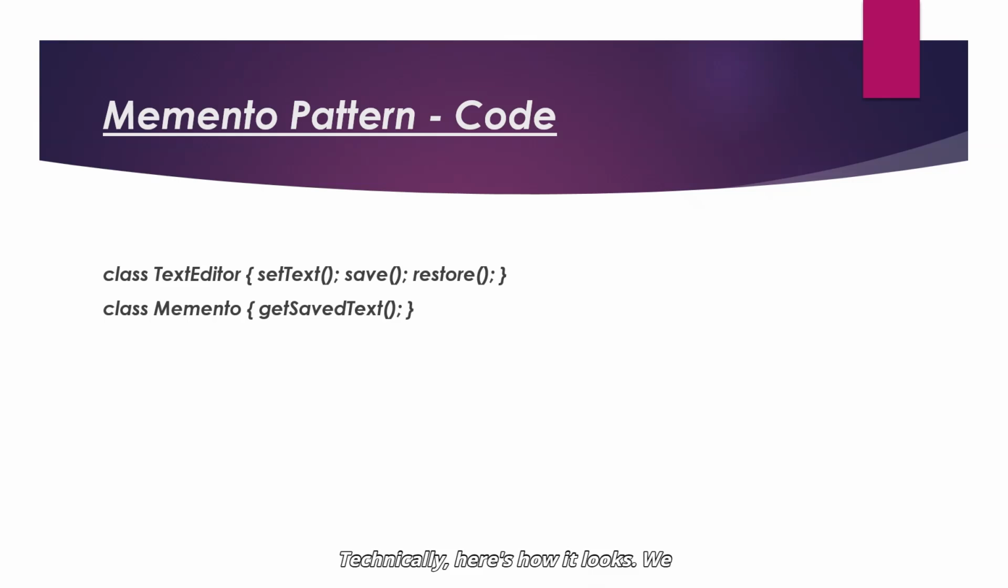Technically, here's how it looks. We create a text editor with methods like setText to edit and methods like save and restore to create and apply snapshots. The memento object acts like a hidden snapshot, preserving previous states without exposing or tampering with the internal workings of the text editor. This pattern ensures separation of concerns, making the system safe and clean.